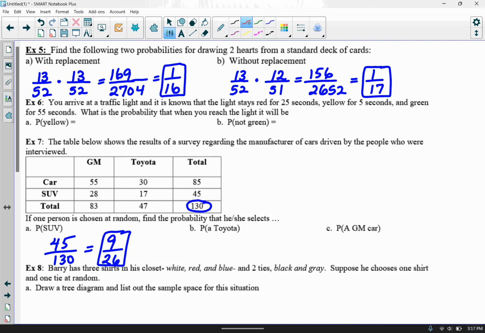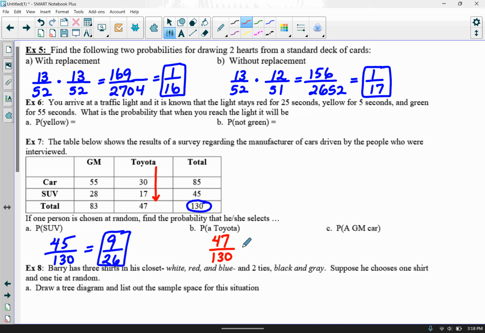All right, we'll do one more here together. Find the probability that the person selected a Toyota. So here's your Toyota column. Follow it all the way down. Total number of people that selected a Toyota, 47, out of total number of people, 130.